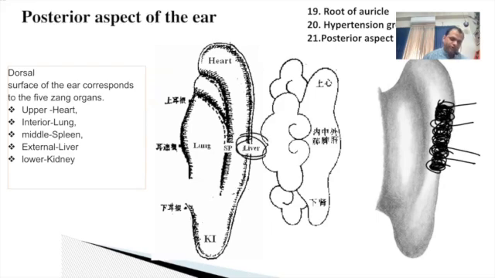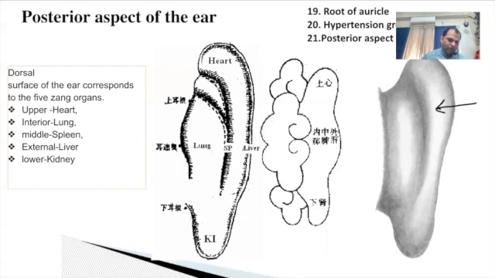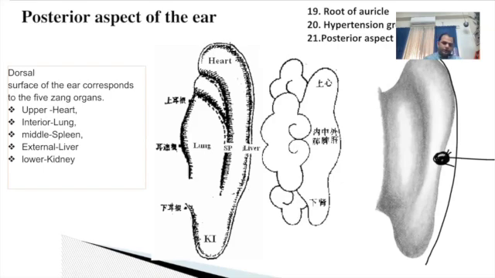You can see this is the liver region. But if you just want to treat a single point, अगर आप इतने सारे पॉइंट नहीं ट्रीट करना चाहते हो, if you just want to treat this, just find out the midpoint of the ear and treat this point. Find out the midpoint. So that is the liver point.